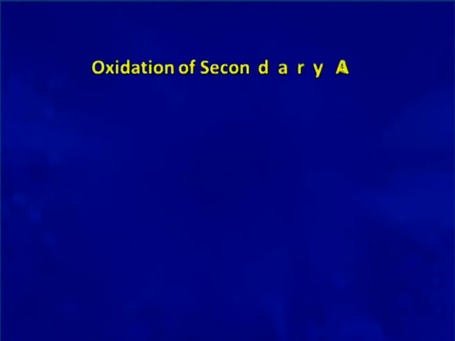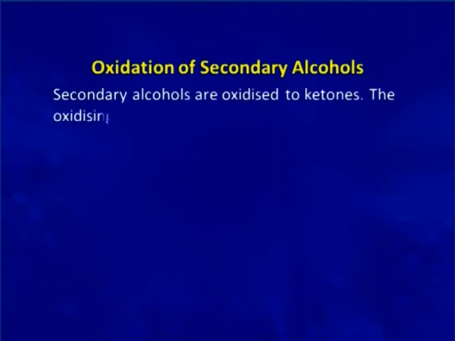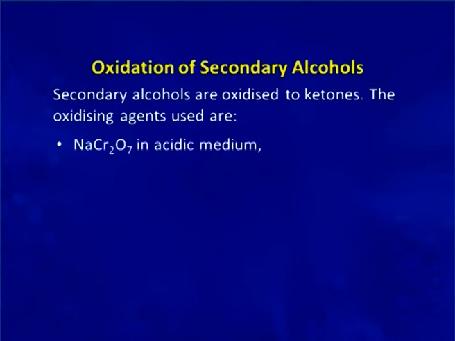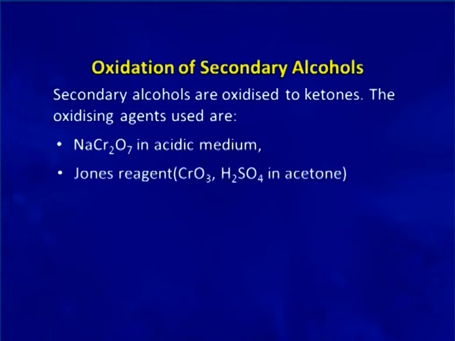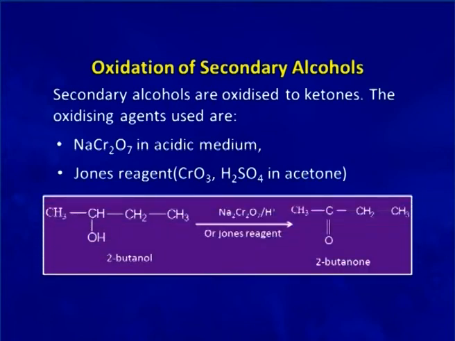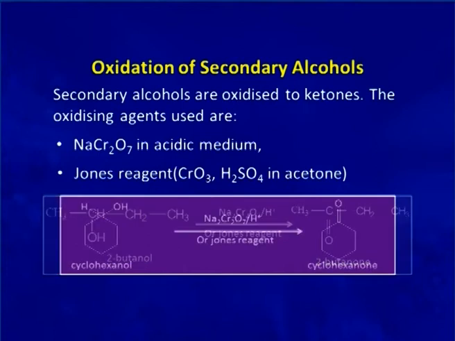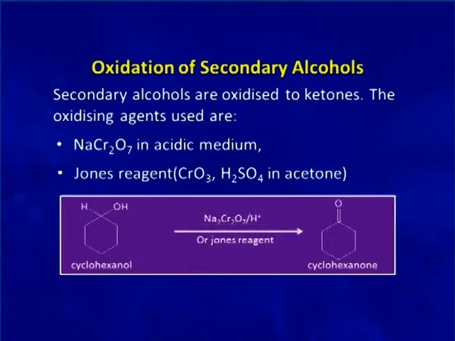In case of oxidation of secondary alcohol, secondary alcohols are oxidized to ketones. The oxidizing agents used are sodium dichromate in acidic medium or chromic acid in acidic medium in presence of acetone. This mixture is also called Jones reagent. When we undergo oxidation of 2-butanol in presence of an appropriate oxidizing agent, it is converted into ketone 2-butanone. This is cyclohexanol. When it is oxidized, it forms cyclohexanone.